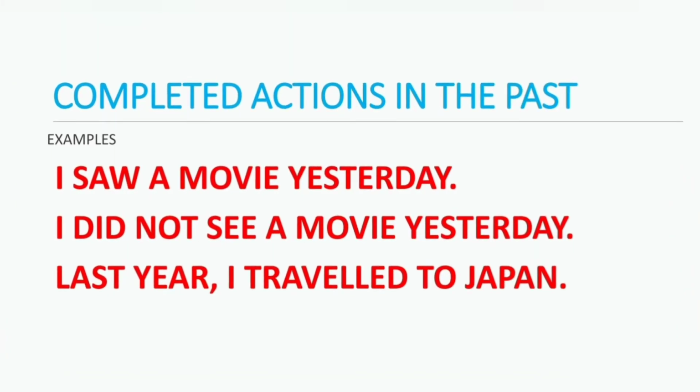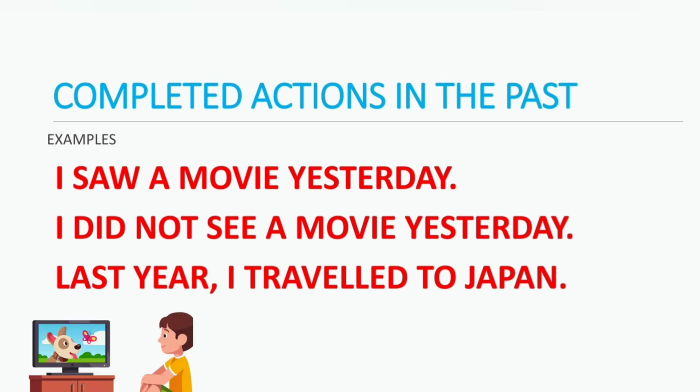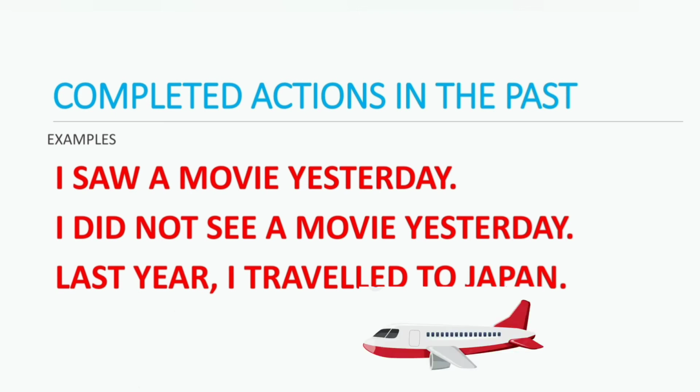Simple past tense is used to describe the completed actions in the past, to express the idea that an action started and finished at a specific time in the past. For example, I saw a movie yesterday. I didn't see a movie yesterday. Last year I traveled to Japan.